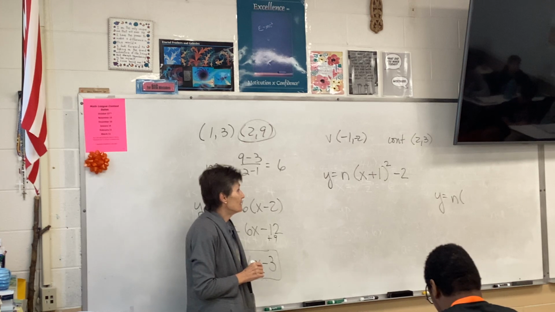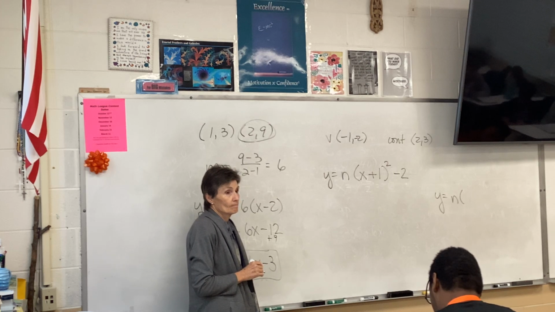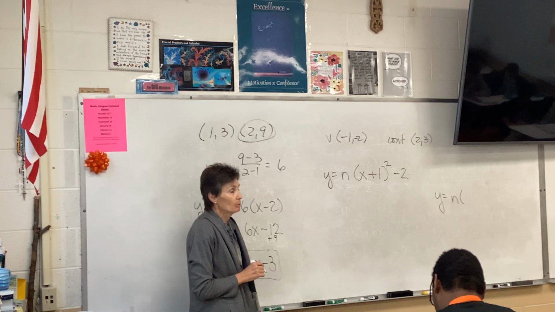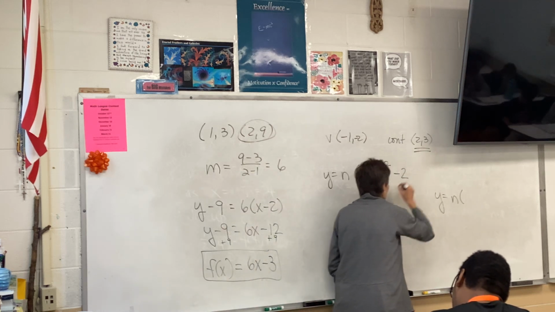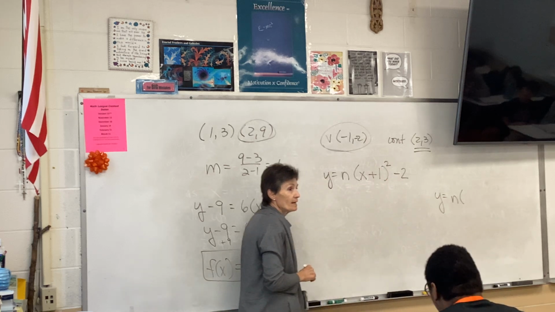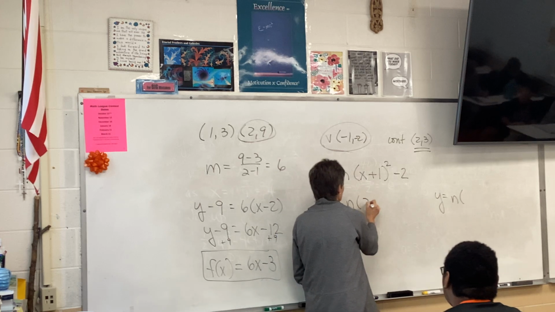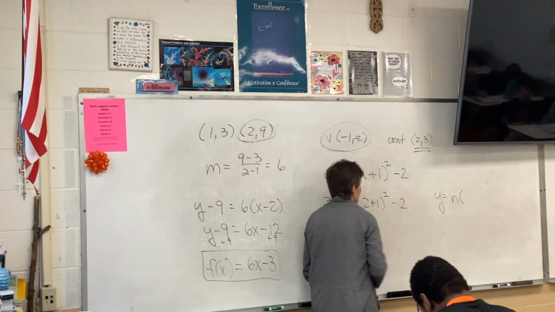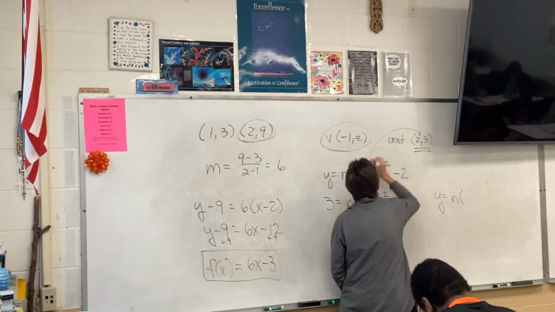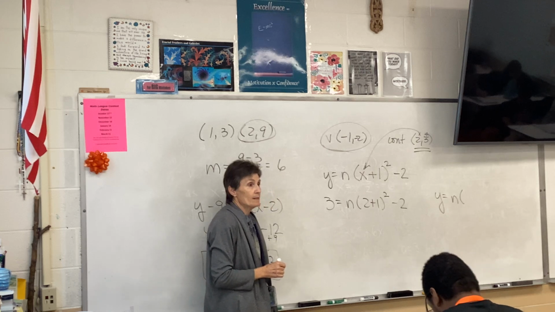All right. Now, how do I finish? How do I always find n? What do I have to do to find that missing number? Plug in the other point. When you build your equation, you use these numbers. But to find your n, you use the other numbers. So 3 equals n times (2 plus 1) squared minus 2. This is x. This is y.